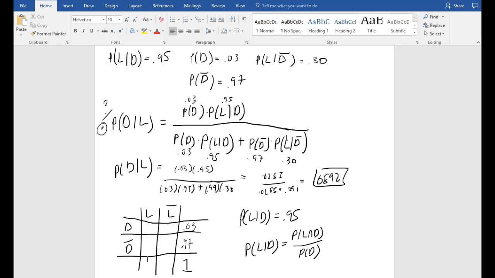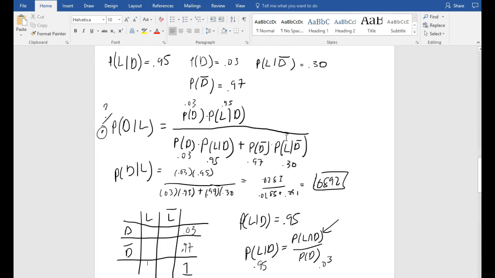So the only unknown here is this intersection. We have the probability of L given D, which is 0.95, and we have the probability of D, which is 0.03. So in order to find the probability of L and D, we multiply both sides by 0.03. We get 0.95 times 0.03 to find our intersection probability, and that is going to give us 0.0285.